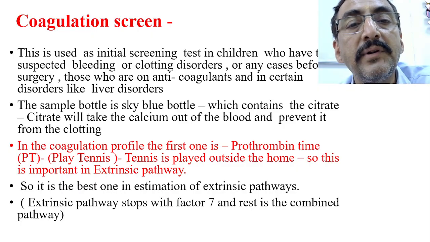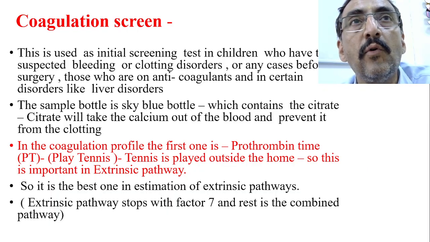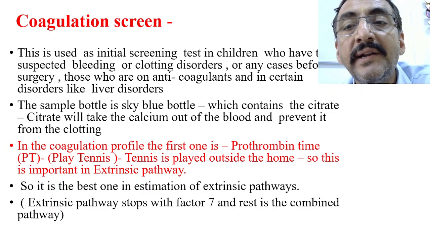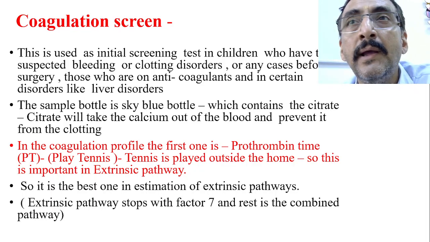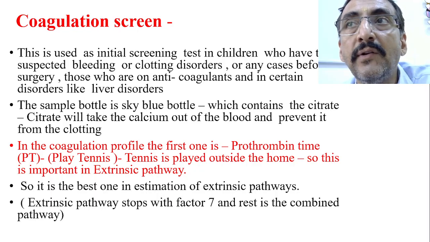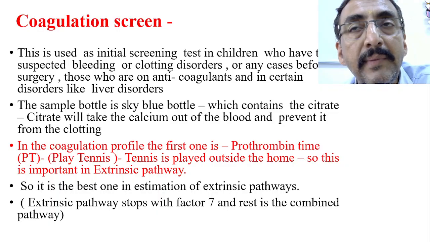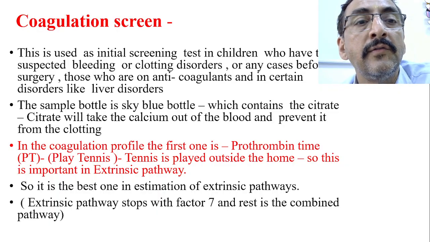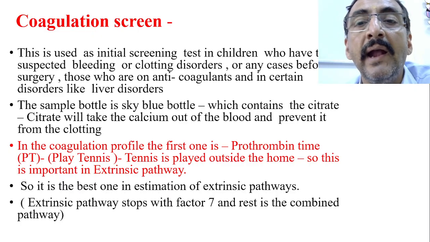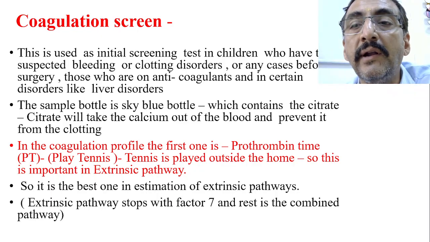The sample bottle is selected. Usually, the sample bottle used for the coagulation screen is a blue bottle which contains citrate. Blue light is a little more resistant to sunlight, so sunlight may not affect the clotting factors. So the sample bottle is blue in color, and it contains an anticoagulant called sodium citrate.